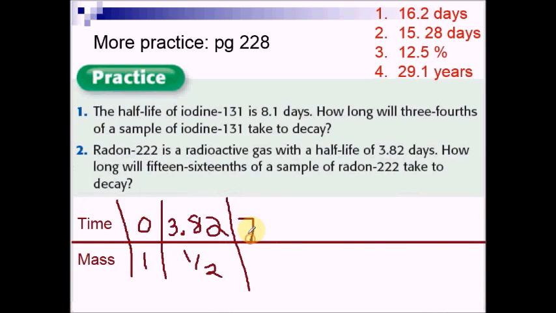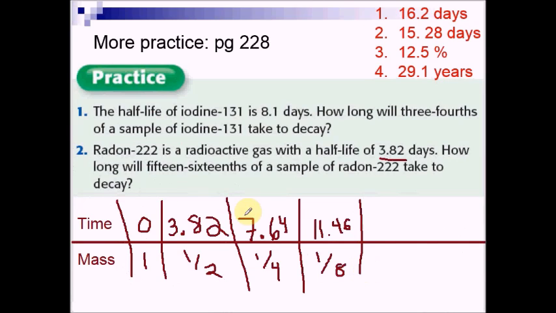That's going to be 7.64. And at that point I will have 1/4 of the mass. Still going. Next I will have 11.46 days to have passed. Again, I'm just adding the 3.82 days each time. And now I'm down to 1/8 of my sample.